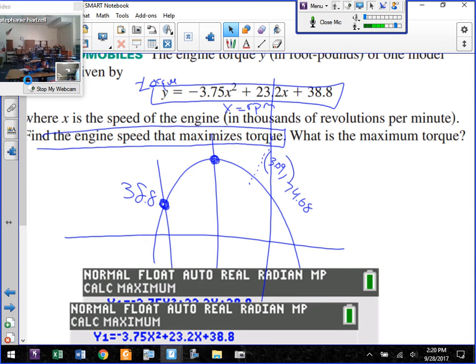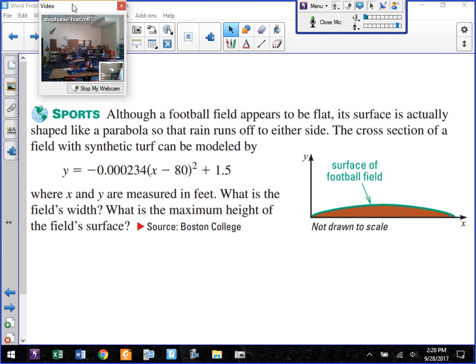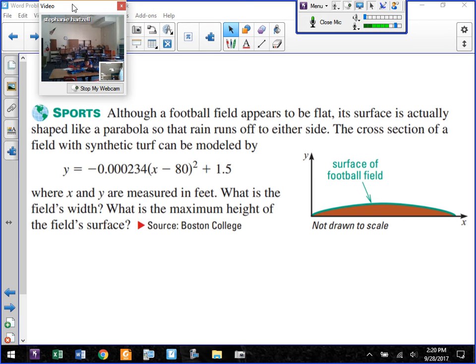We're going right down the line here, guys. The next one says, although the football field appears to be flat, it's actually shaped like a parabola, so rain runs off either side. It has a crown to it. You guys do that, right? Soccer fields, football fields, whatever.